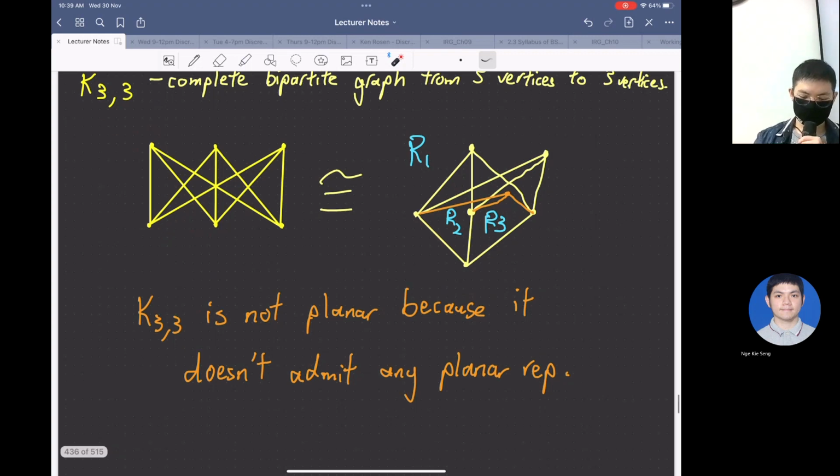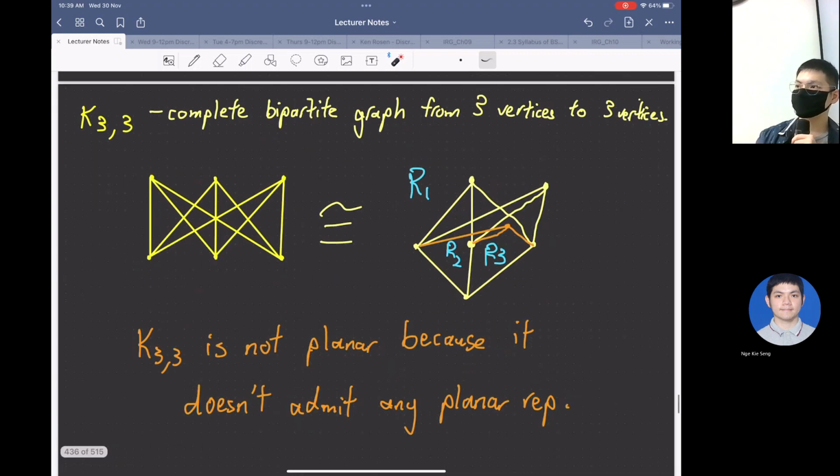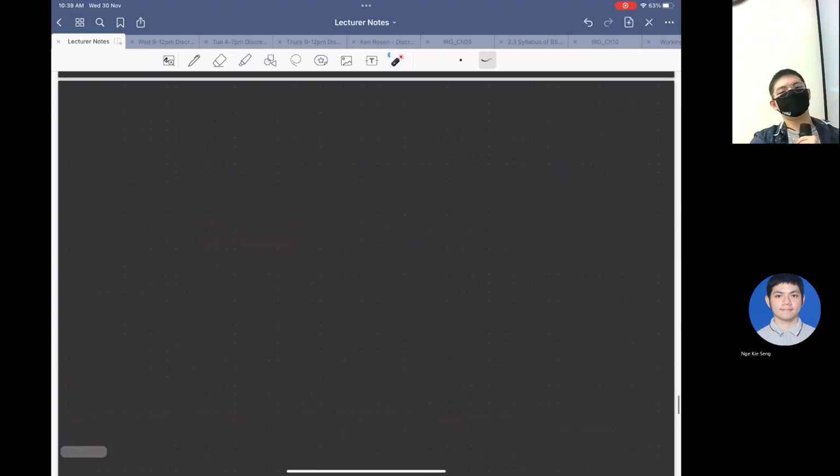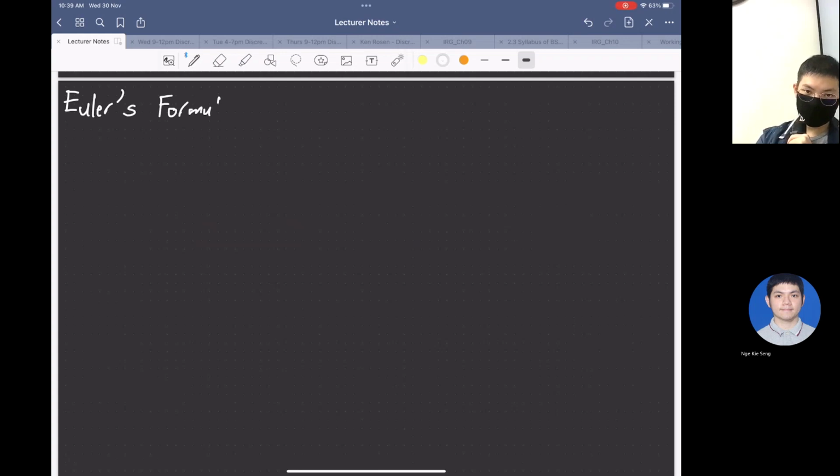Okay, next. Next is this powerful formula here. This one is very close to my research stuff. It's called Euler's formula.